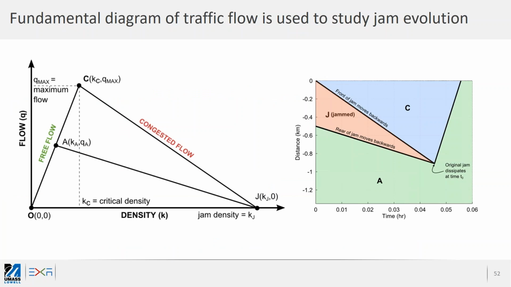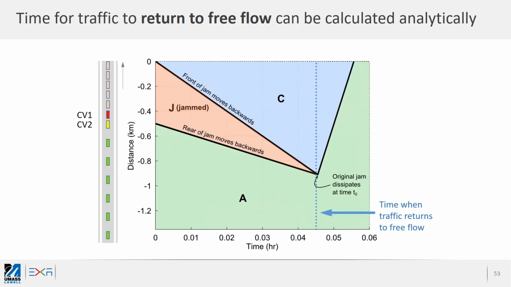So this is a very quick primer on the fundamental diagram of traffic flow, which, considering the time, I will skip slightly. I will just explain the very basics. So over here, what you see, the dotted line is when the traffic jam vanishes and the traffic returns to a free flow state A, and J is the jam state.